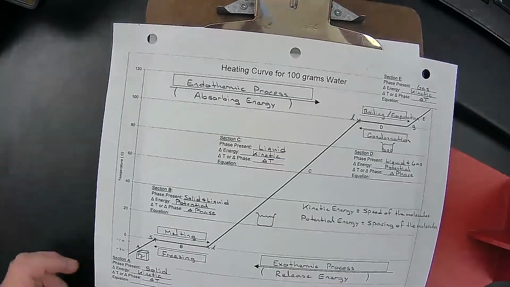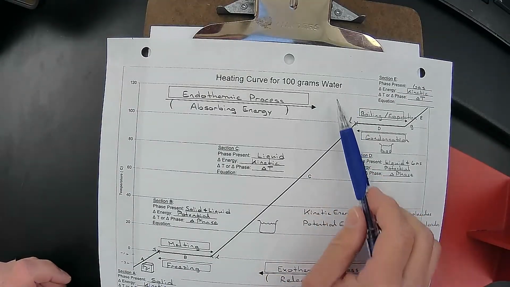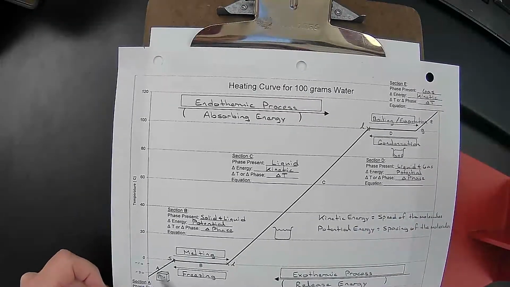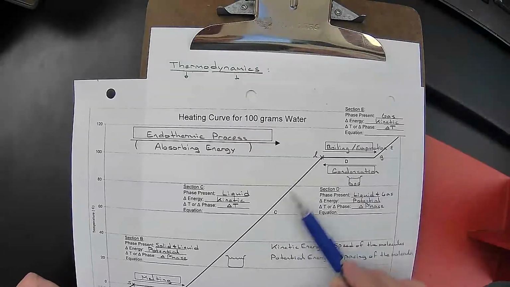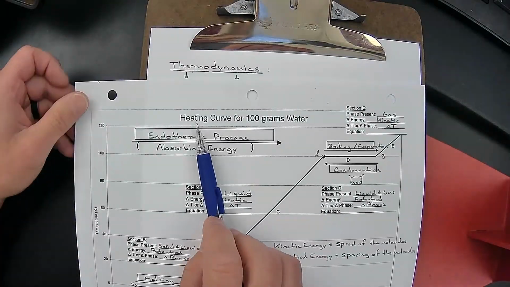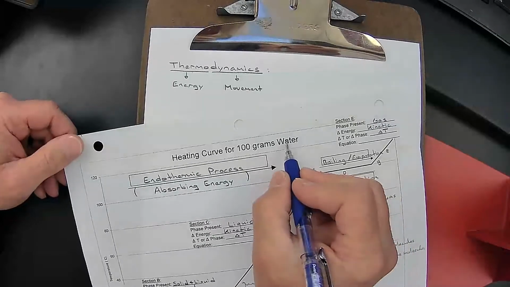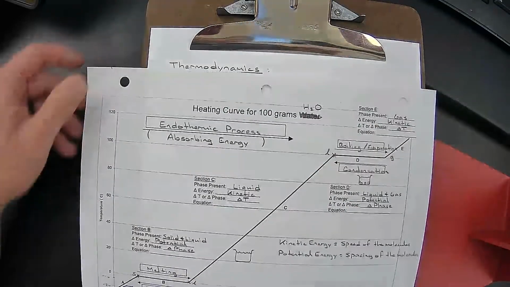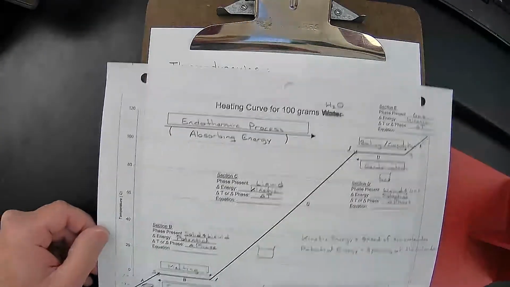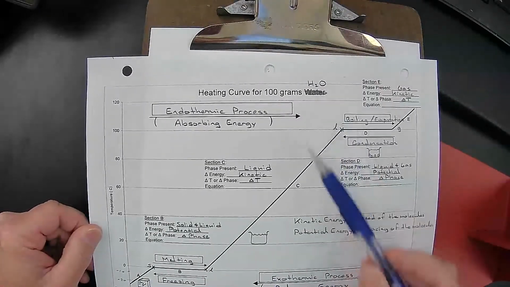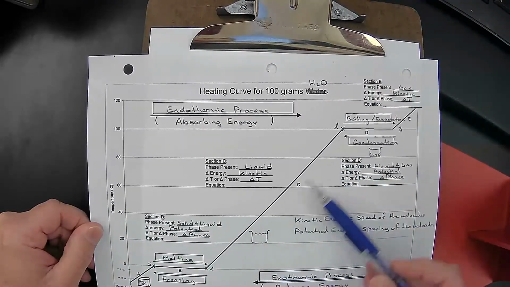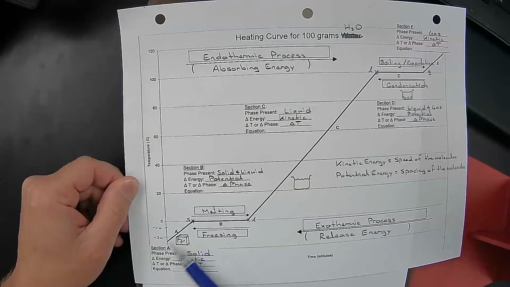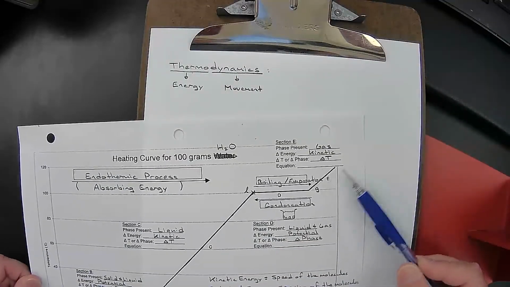This is the heating curve for H2O. Technically, water really refers to H2O in the liquid phase. We would call this ice, we would call this steam, and then this would be water. So technically, this would be a heating curve for 100 grams of H2O, because it's the water or the H2O molecules that are going through this. And when H2O is in this section, it's a liquid and we call it water. When it's in this section, it's a solid and we call it ice, and when it's in this section, it's a gas and we call it steam.